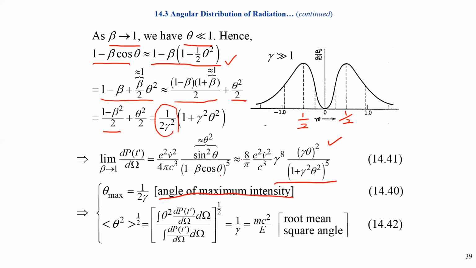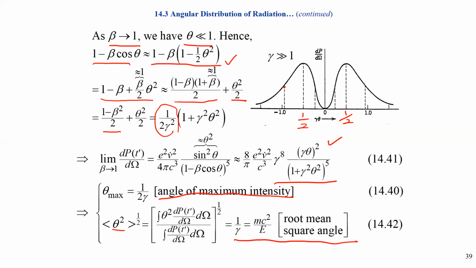And how about the root mean square? Root mean square, 方均根，平均之后开根号，平均平方，然后开根号，root mean square. So from this case, it is somewhere about here. Root mean square, roughly about 1/gamma, roughly about very close to 1. Okay, so it's mc squared over E. That's root mean square.